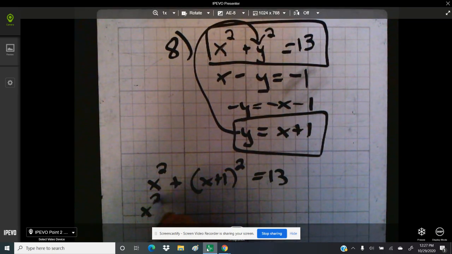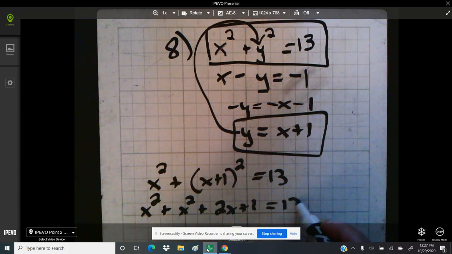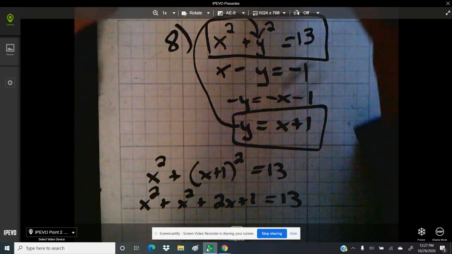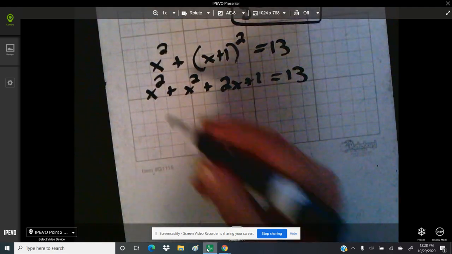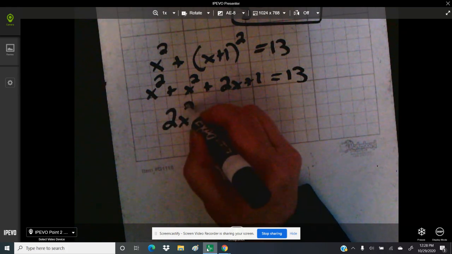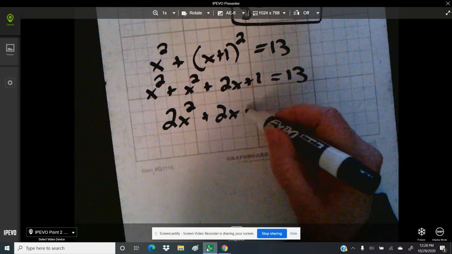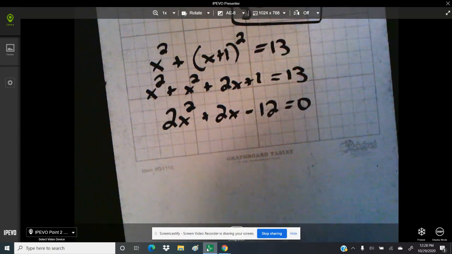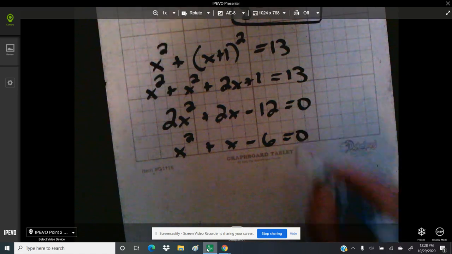So I am going to expand this parentheses right here. Remember, I have to FOIL that out. So that's going to be x squared plus 2x plus 1 equals 13. I'm going to combine all my like terms and continue to put it into standard form. So this will be 2x squared plus 2x. If I subtract 13 from both sides, this will be minus 12 equals 0. I can divide this equation by 2. So I'm going to get x squared plus x minus 6 equals 0.